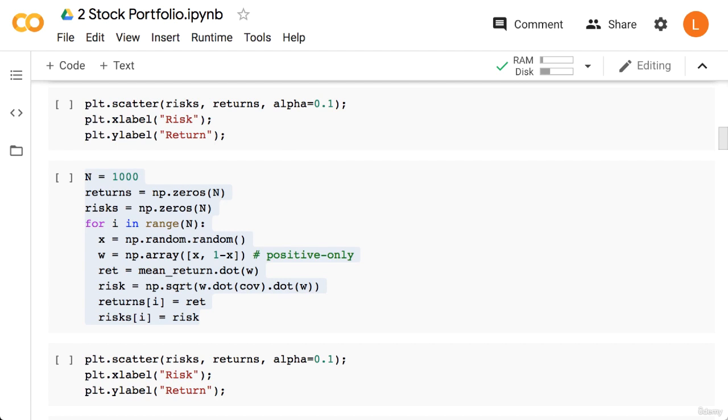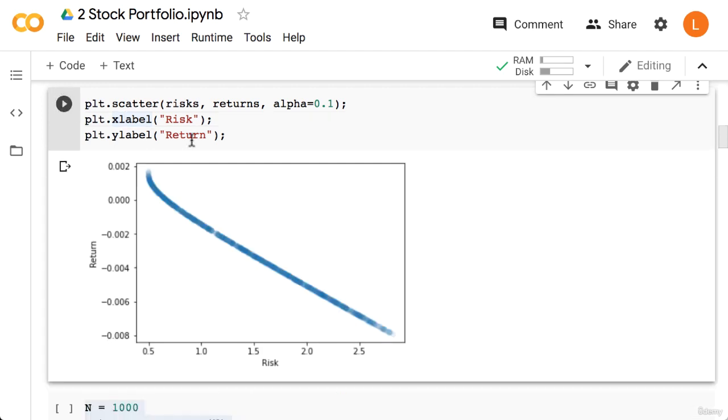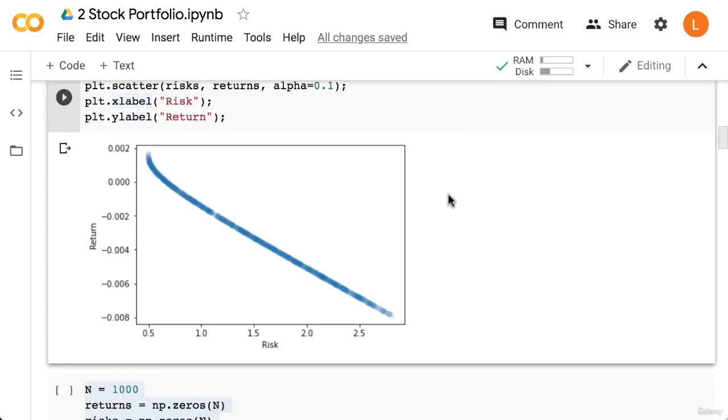Alright, so next, we're going to draw a scatter plot of our randomly generated portfolios with the risks on the x-axis and the returns on the y-axis. We'll set the transparency to 0.1 so we can see all the points. Okay, so as you can see, we get a plot that curves downward. Now you might ask, why isn't this a nice hyperbola?